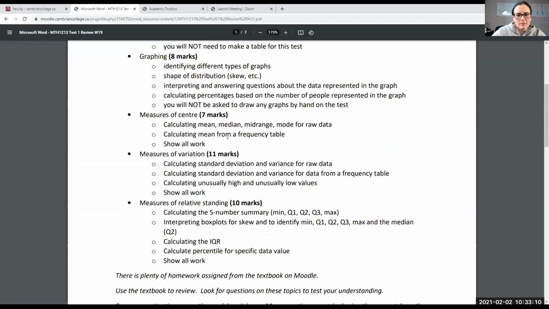The measures of center, mean, median, mid-range, and mode. You're going to have to know how to calculate all of those. The measures of variation, calculating standard deviation and variance for raw data. That all comes with a formula sheet. The measures of relative standing. Today we're going to talk about the 5-number summary: the minimum, Q1, Q2, Q3, and the maximum. We're going to talk about interpreting box plots today for skew to identify min, Q1, Q2, and Q3.